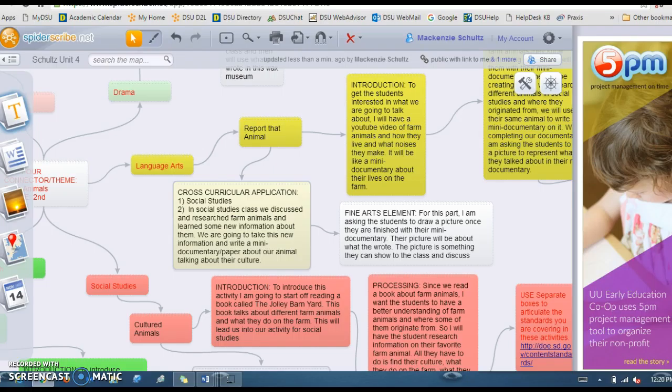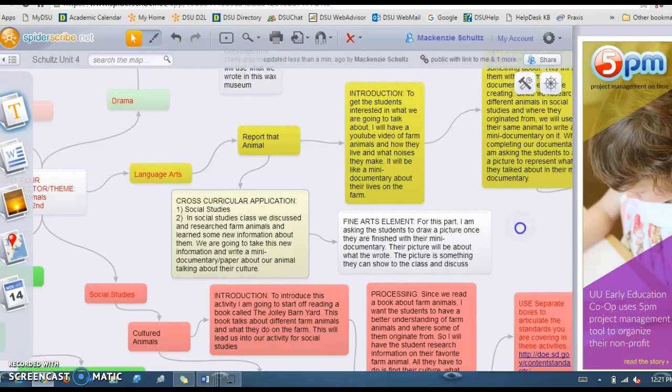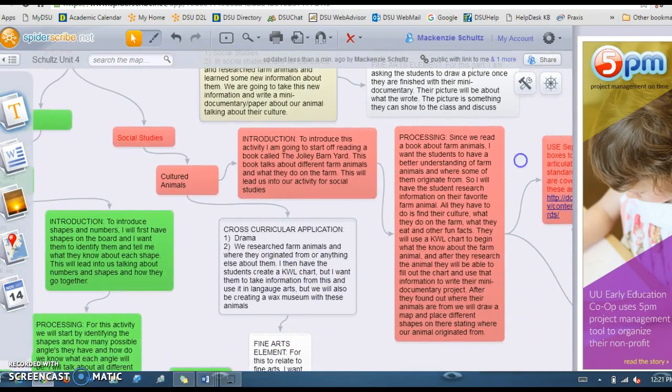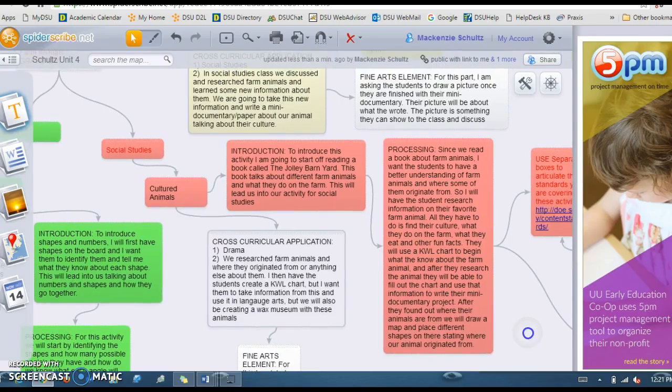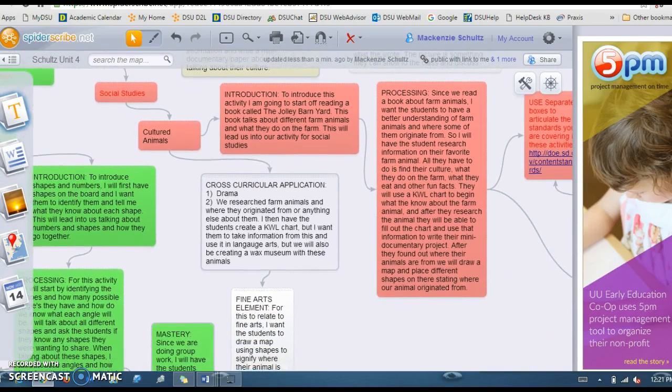And then our fine arts element is basically going to be drawing the picture to go along with the mini documentary. I want the picture to be drawn so it gives the class a little bit more understanding of what the mini documentary was about, and it's also a great way for students to just draw something that they know. Social studies, our unit is called Cultured Animals.